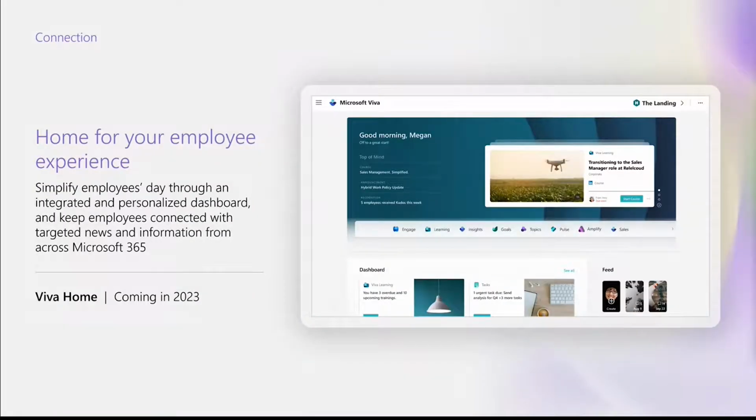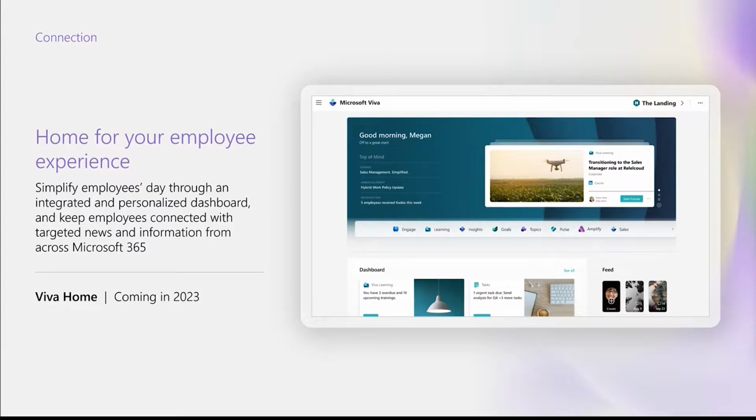And as we see that move forward, we're going to see that Viva Home is going to be coming in 2023. As I'm sharing this, it's saying, hey, good morning, Megan. So here we've got that complete personalization around the Viva suite for them to be able to see what's going on. It's going to be telling them, all right, you're off to a really good start. What have you got coming up in terms of learning? What have you got coming up in terms of announcements, etc.? And it's giving you that personalized dashboard for you to be able to get access to and to understand and see as we keep moving forward.